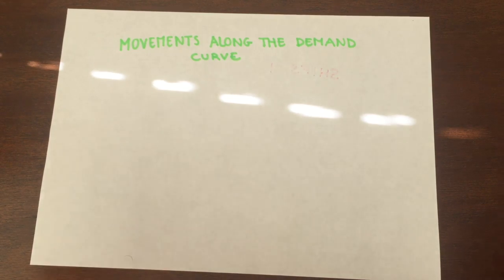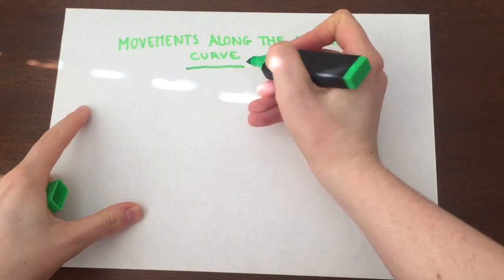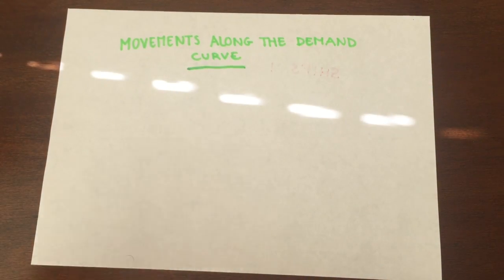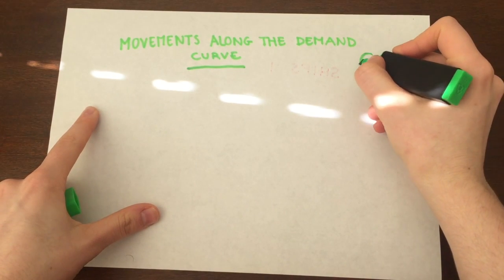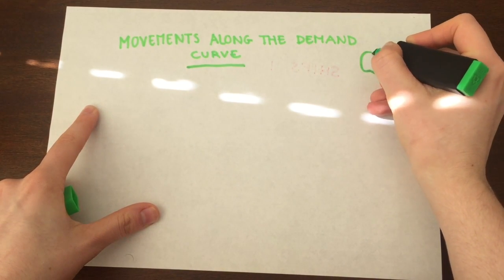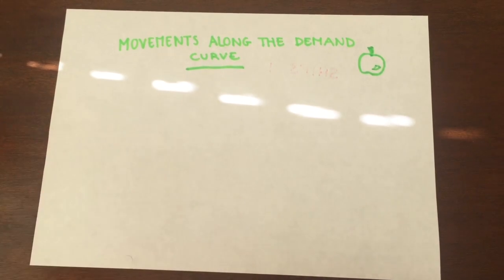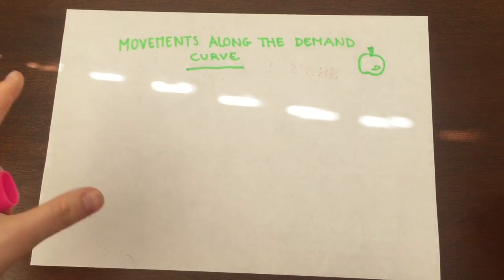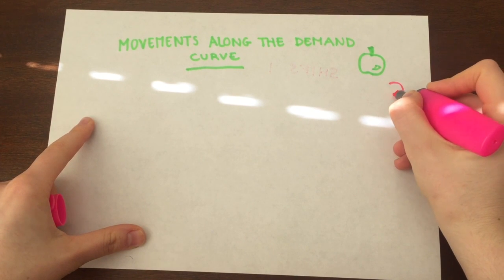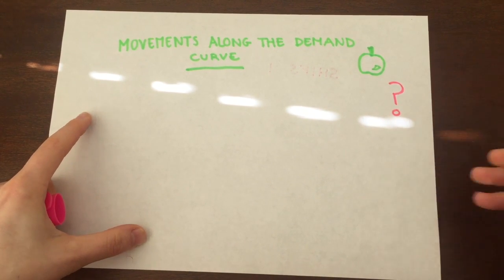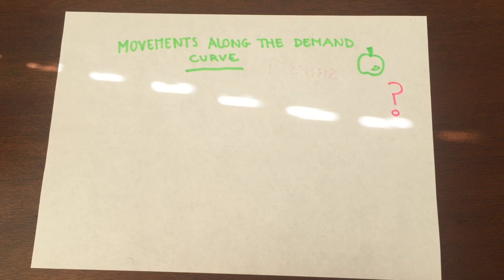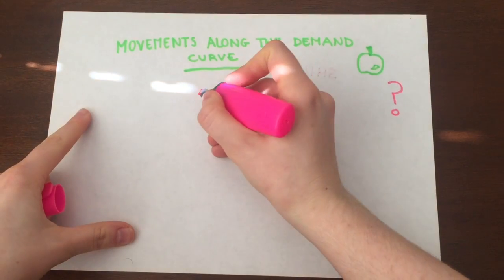Alternatively, a change in price, on the other hand, will cause a movement along the demand curve. Let's go back to the example of apples to explain this. We know that the price of apples falling will lead to an increase in quantity demanded. But why? Well, there are two reasons for this increase. The first is the income effect. Basically, assuming the incomes of consumers remain constant, a fall in the price of apples means that people can afford to buy more apples with their income.